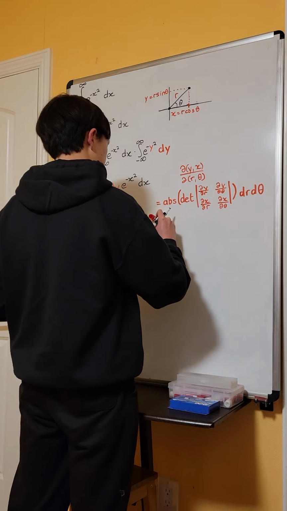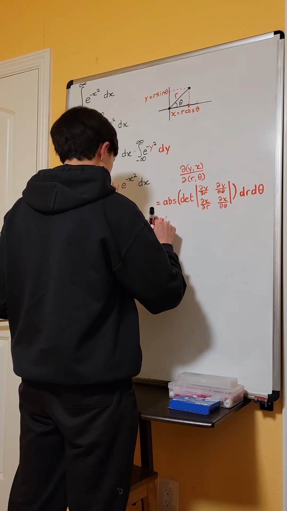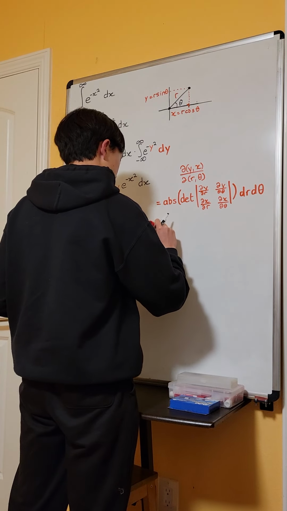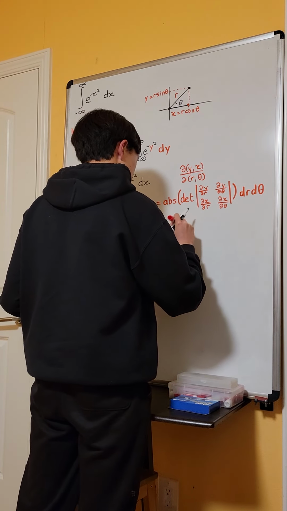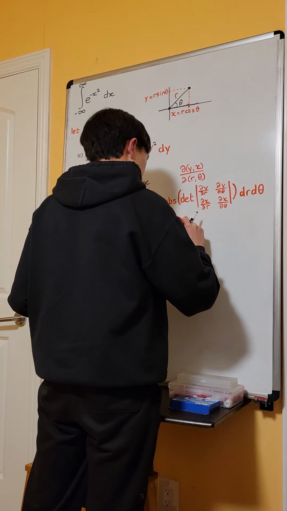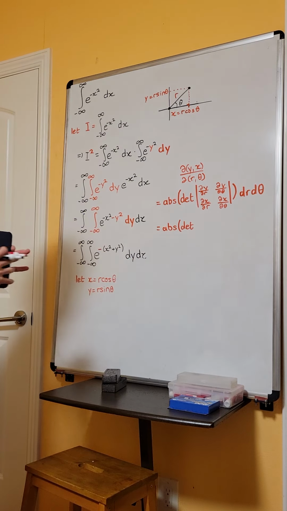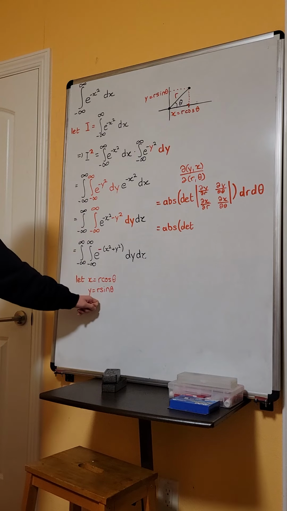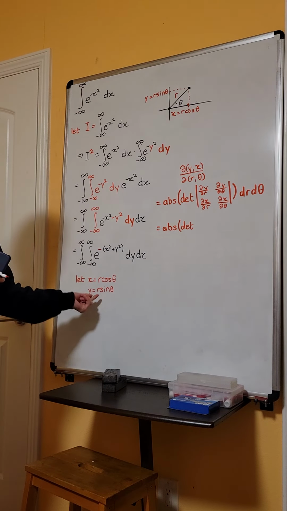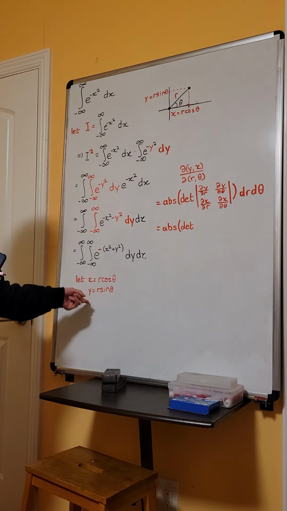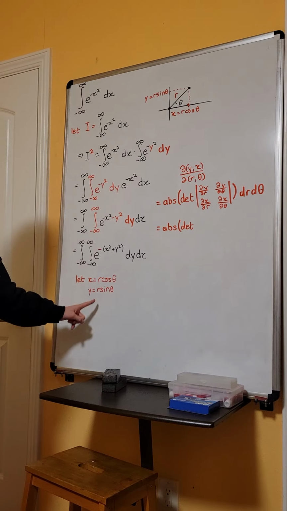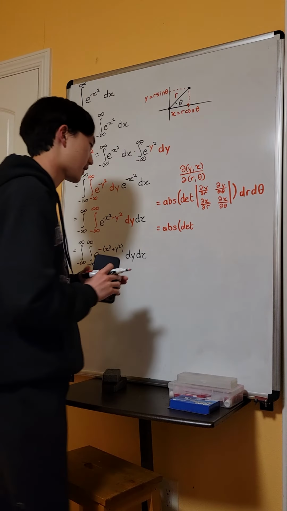All right, let's go ahead and evaluate it then. In our case, this is equal to the absolute value of the determinant again. I'll fill in these spots. Partial y, partial r: take y, differentiate with respect to r. r is your variable, so the variable disappears, and then you have sine theta.